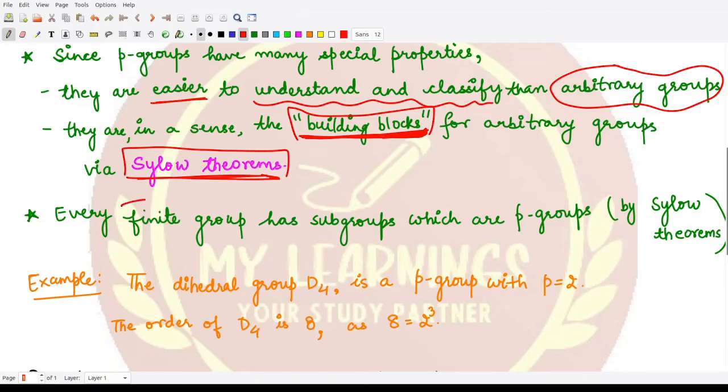Moreover, if we have some finite group, whatever is the subgroup of that finite group, that subgroup is also a P group. This is given by Sylow theorems, which we shall be studying later on.